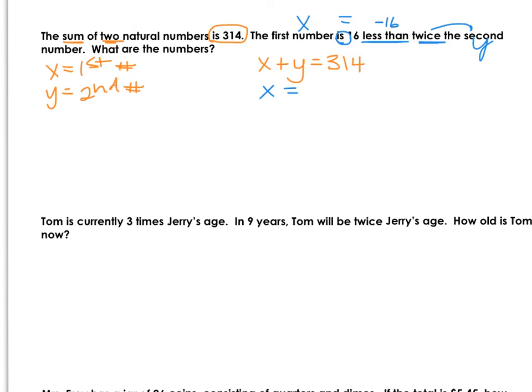To write that second sentence, the first number is 16 less than twice the second number. If we think order of operations, we need to double it first and then subtract the 16. There's our system. The sum of two natural numbers is 314. The first number is 16 less than twice the second number.